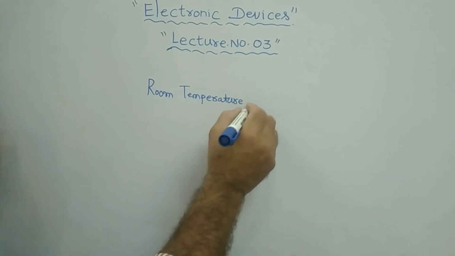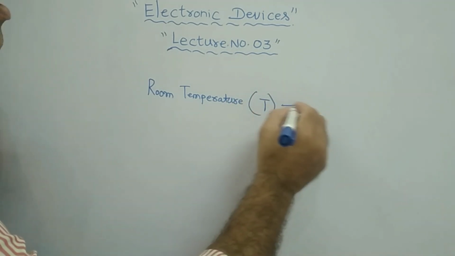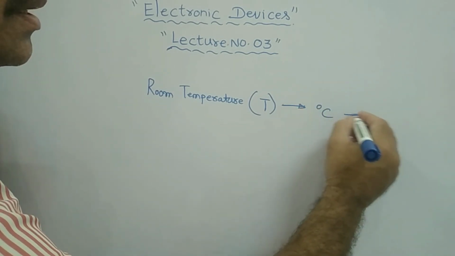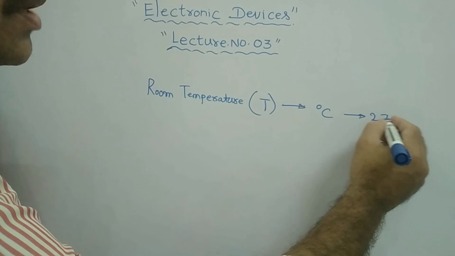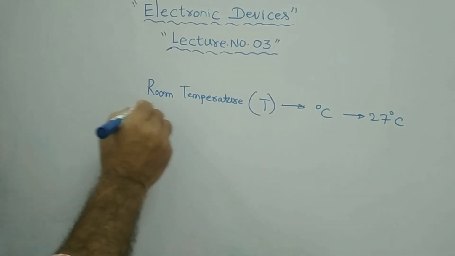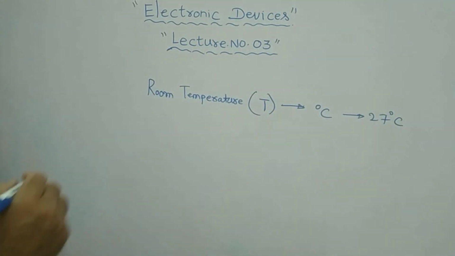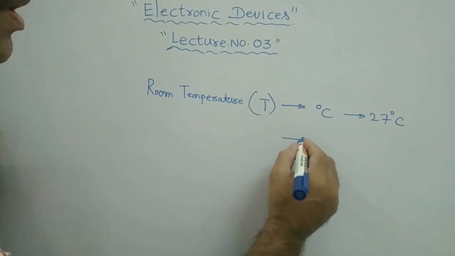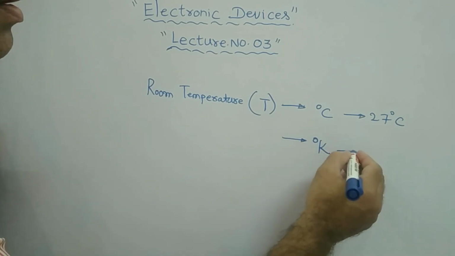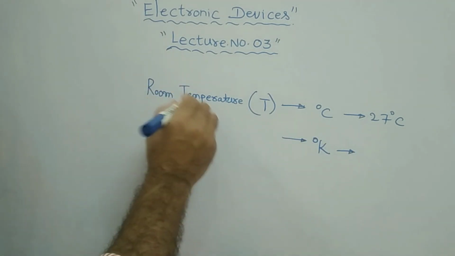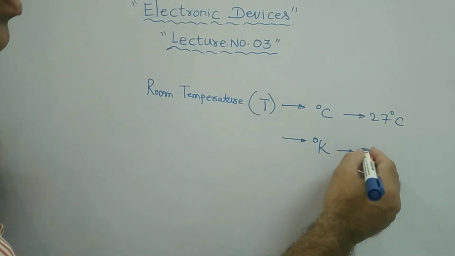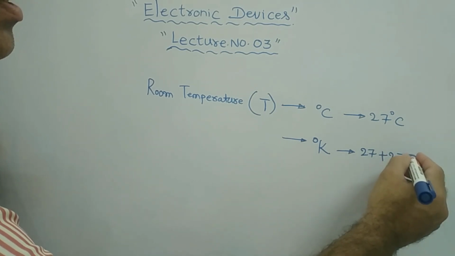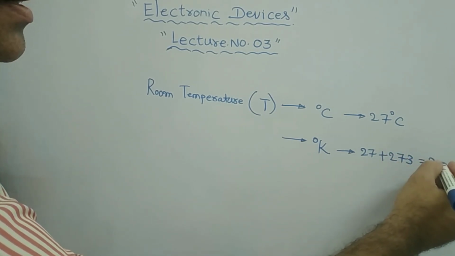So room temperature, T in degree centigrade. If you write the room temperature in degree centigrade, what is the value? It is 27 degree centigrade. Whereas the same room temperature in terms of degree Kelvin, what is the value? It is nothing but your 27 added with 273, thereby you will get 300.